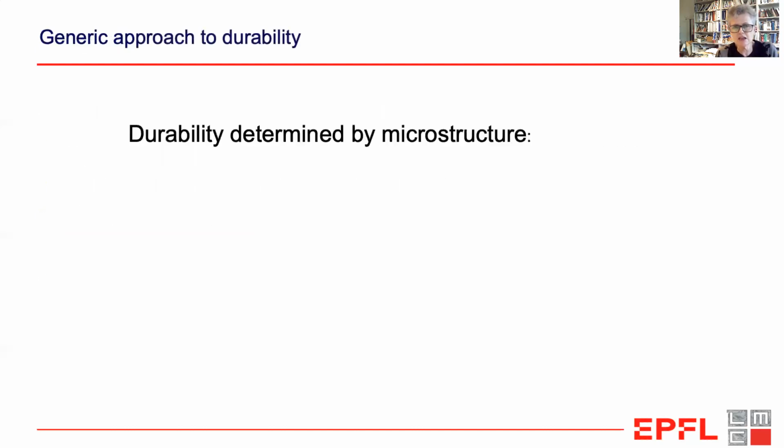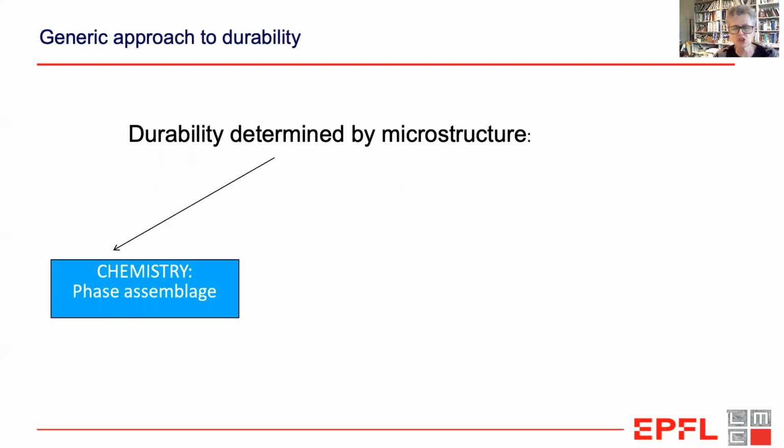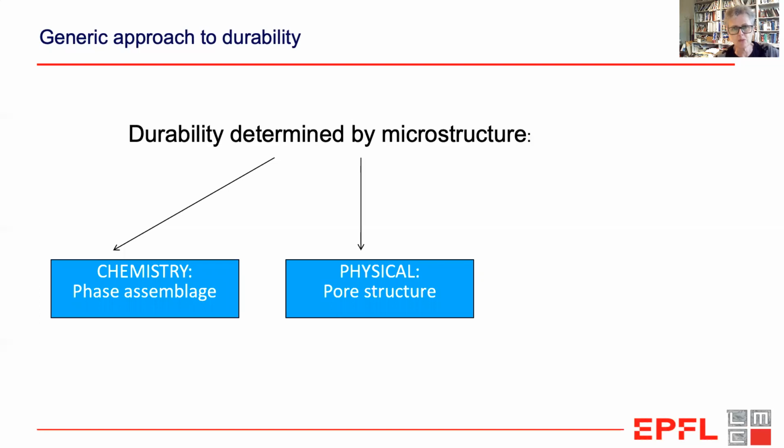Now, fundamentally, a generic approach should be based on understanding the microstructure. And in terms of the microstructure, we have, first of all, the chemistry, which is which phases are present. And this now we know fairly well because we can predict this based on thermodynamic modeling. We also, of course, have the pore structure, which is very important to look at. And when we first started this work, we thought that these two things together would be sufficient for us to predict durability in this generic way.